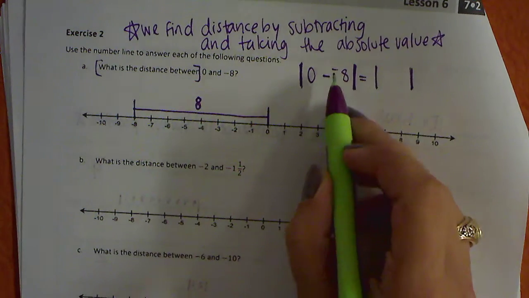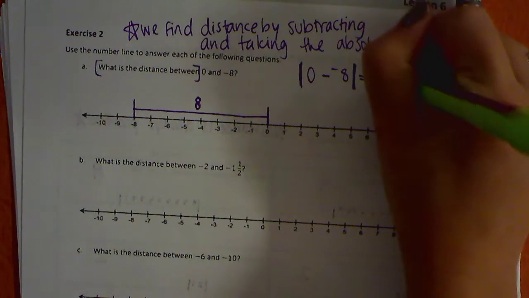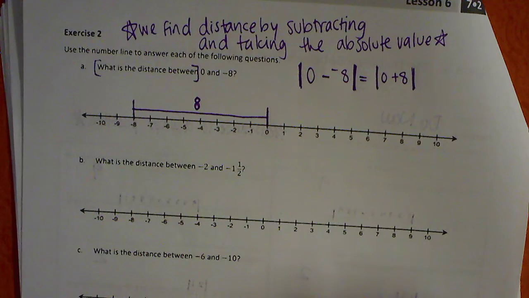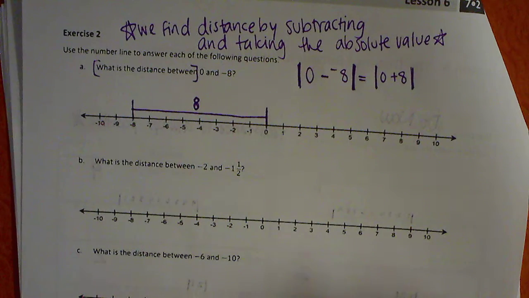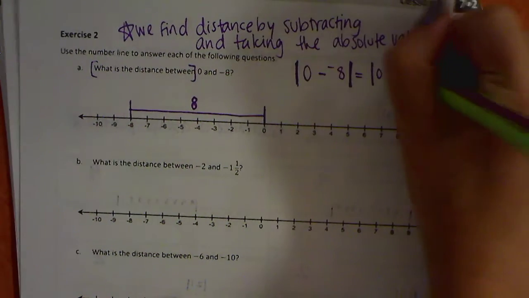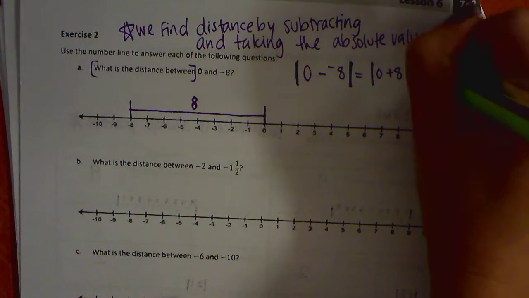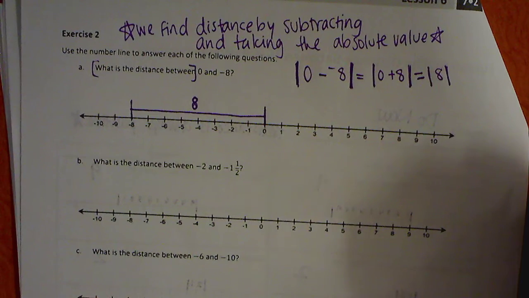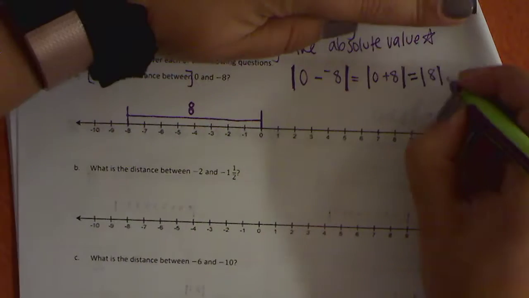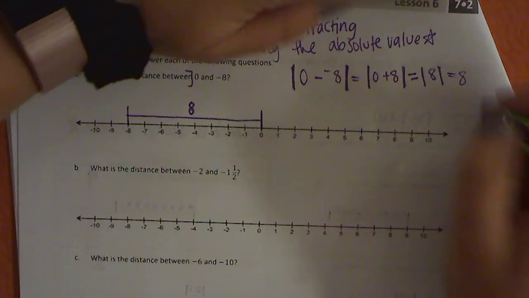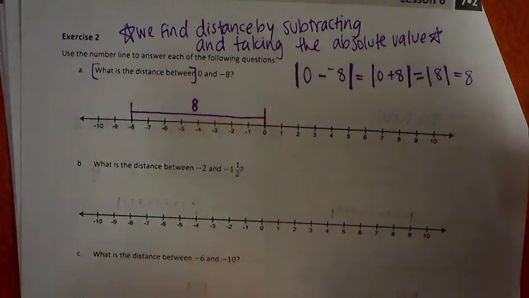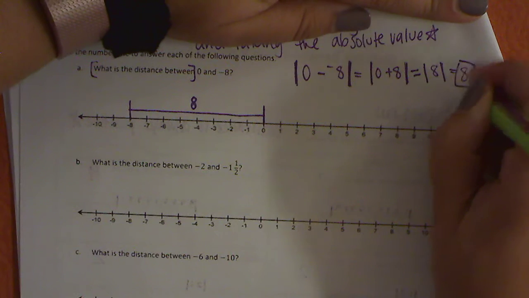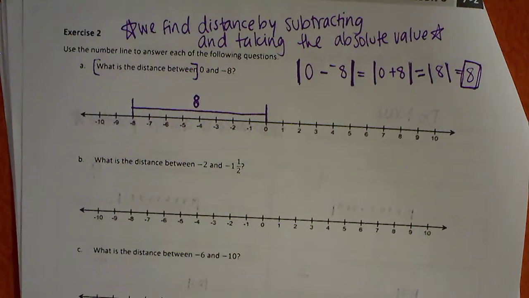0 minus negative 8 is the same thing as 0 plus positive 8. We talked about that yesterday, which equals the absolute value of 8. What is the absolute value of 8? It's just 8. So that's what told me, box in my answer, that the distance between negative 8 and 0 is 8 units long.